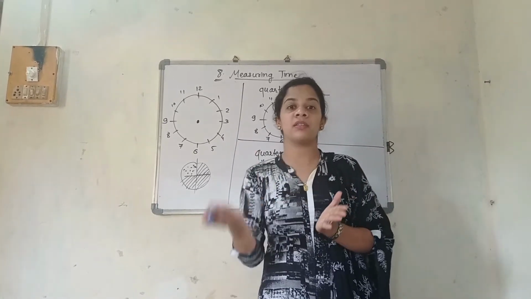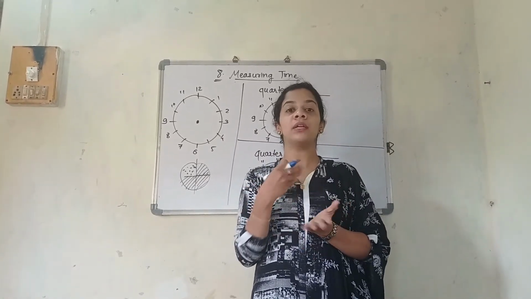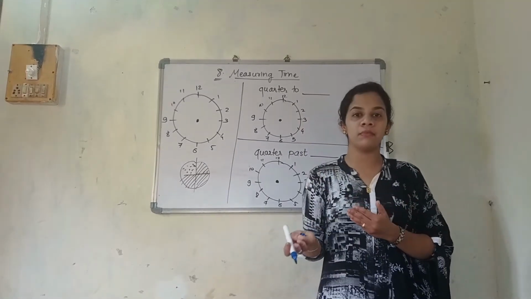But quarter past means it is totally happened or it is totally done. Quarter past 7 means what?